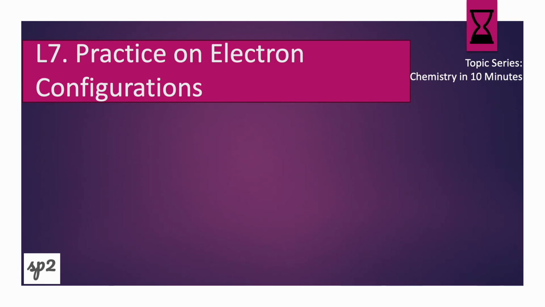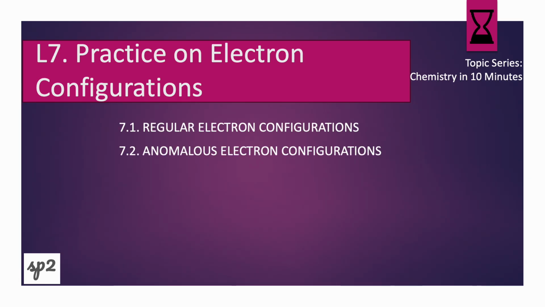So you probably remember in our previous lecture, we talked about the electron configurations and I promised you to go over a bunch of practice with you. So this video is all about the practice on electron configurations. We're going to have two sets. There are going to be a bunch of examples on the regular electron configurations, the normal ones, and then we also have a couple of anomalous electron configurations, okay?